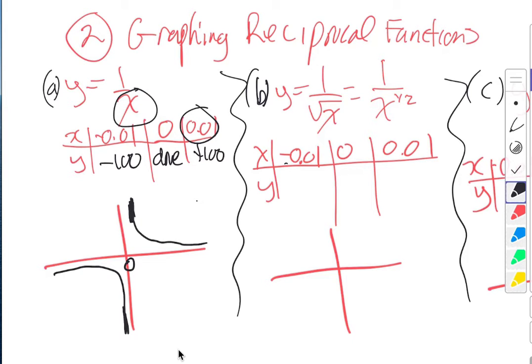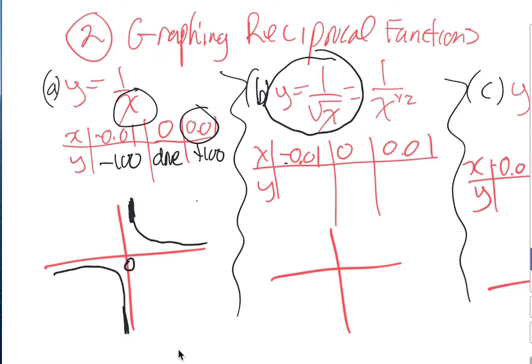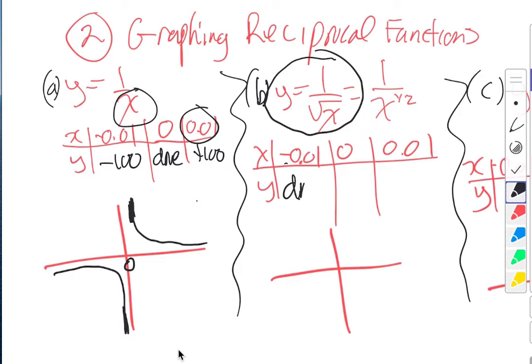Now, here's where I'm going to change things up a bit. What if we want to get the graph of 1 over root x? Well, can I put negatives in here? Am I allowed to have a negative for a root? Nope, I can't do that. So look at this. This one here is DNE. This one here is DNE because I can't divide by 0.